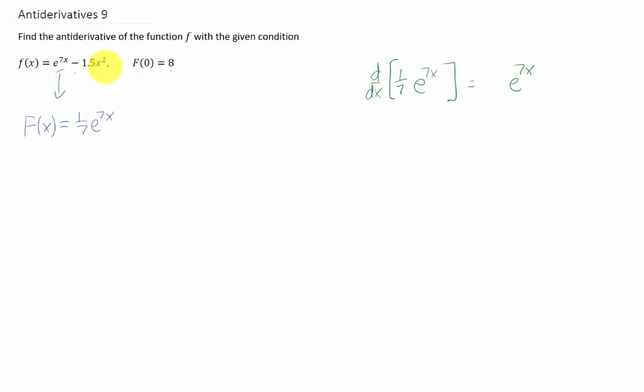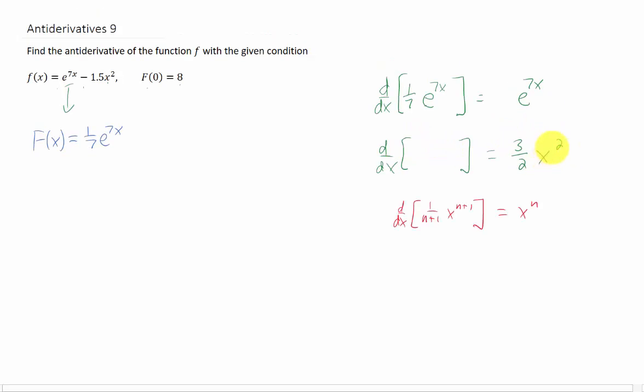Then, if we look at the second term here, I'm going to change this 1.5 into a 3/2. And we're looking for the function whose derivative is 3/2 x squared. Well, this is a polynomial term, so we can use this formula right here. If we want to find the antiderivative of x squared, what we do is we raise the power on x by 1. That would be x cubed. And then we divide by that same power. Of course, we had this 3/2 out in front too, so we're just going to keep that there.